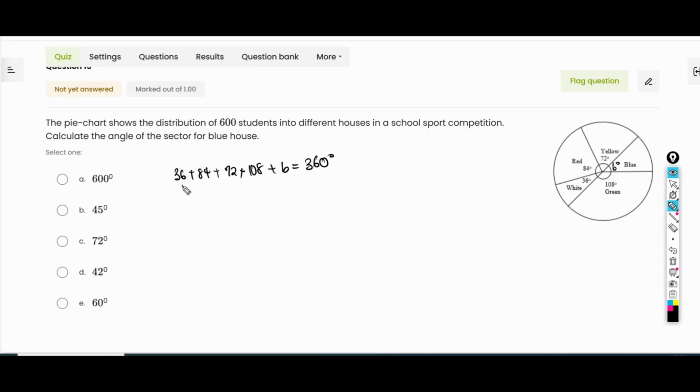So if I do that, these two together would give me 120, plus these two together should give me 180, plus B is equal to 360. So I have 300 plus B is equal to 360. So B would be equal to 360 minus 300. So B is actually 60 degrees. Just 60 degrees. That's E.